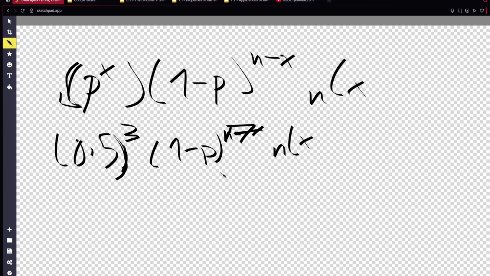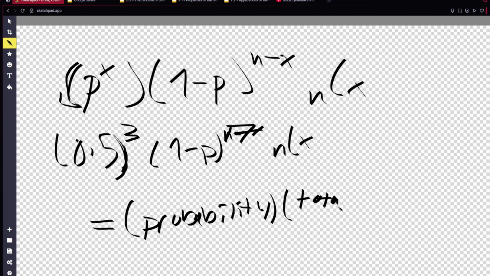So the slot that fits in 3 only. If it was 4, then that wouldn't give us the total amount of probabilities that could fit 3 yeses or 3 successes. So n choose x just gives us the total probability. So we can rewrite this formula as probability, and we can assume it's probability since we use the classical method, times total possible outcomes. So it's just the tree diagram.